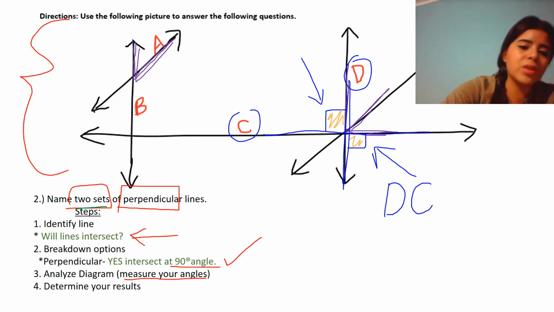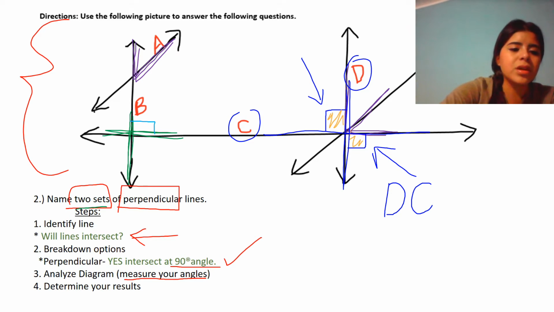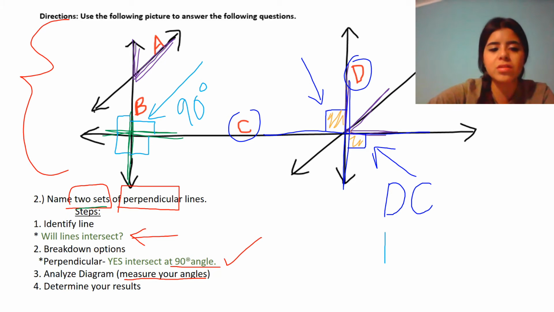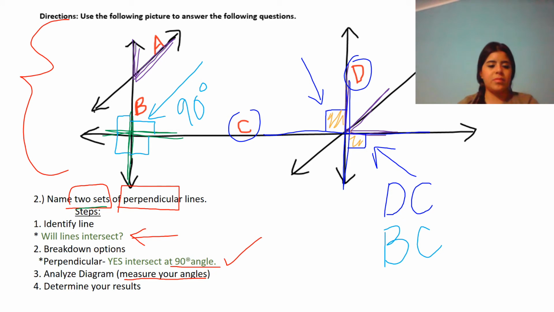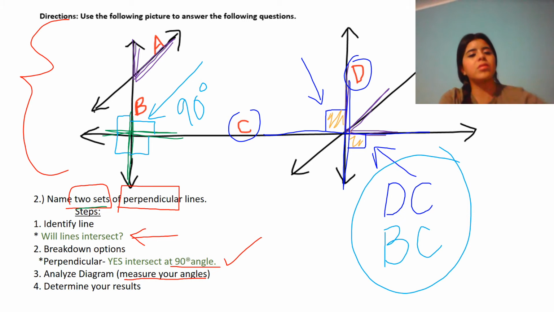Let's go ahead and keep trying to look for them. We notice here that B and C also make those 90-degree angles here. Therefore, our next answer is going to be B and C. And of course, we would determine our results, and that is our answer.